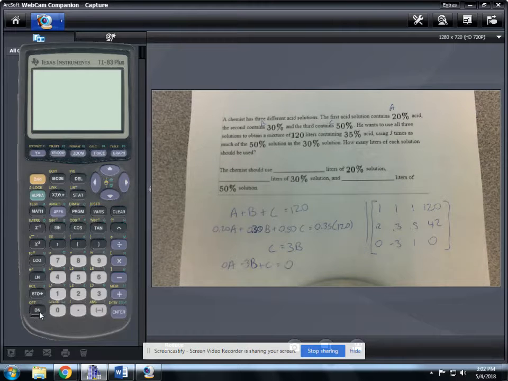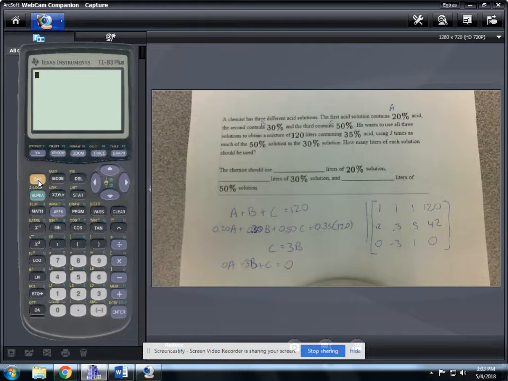Now I'm going to go over to my calculator here. I don't know why I used a handheld one before when I have this one up, but oh well. I'm going to go into the matrix. So here's this matrix. I'm going to edit my matrix. Enter. I need a 3 by 4 matrix. So I'm going to put 1, 1, 1, 120, 2, 3, 5, 2, 0, negative 3, 1, 0. That's it. So I'm going to quit.